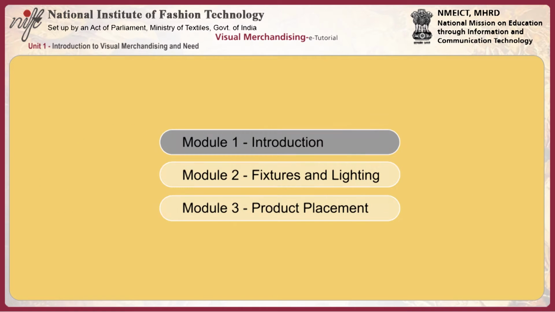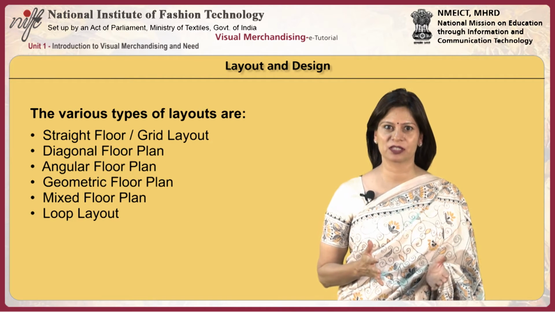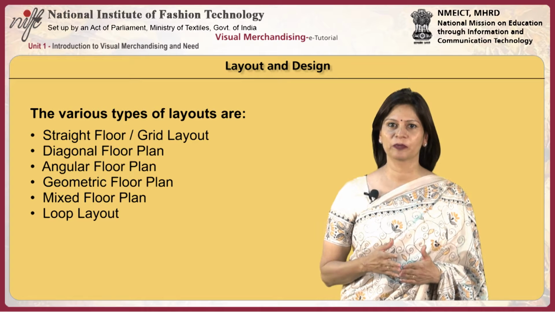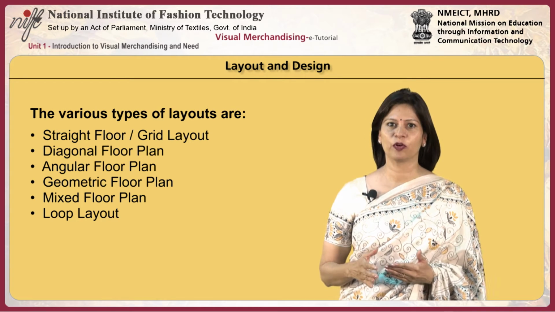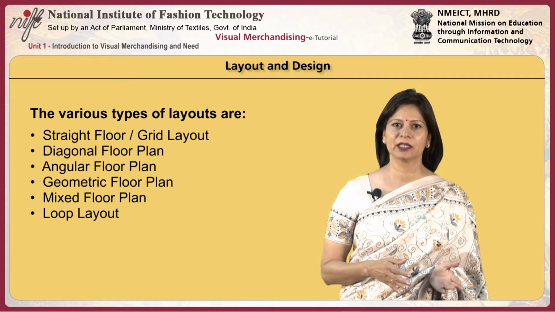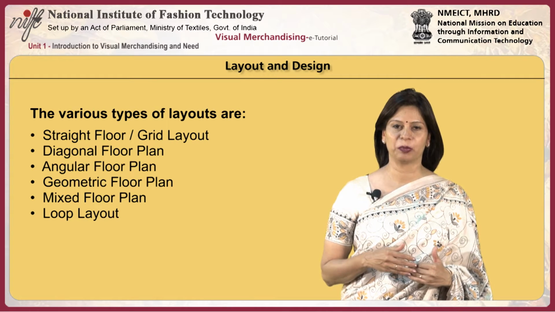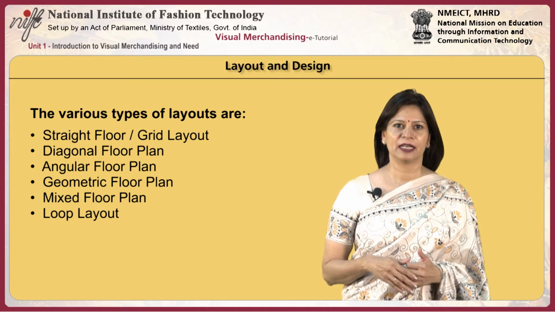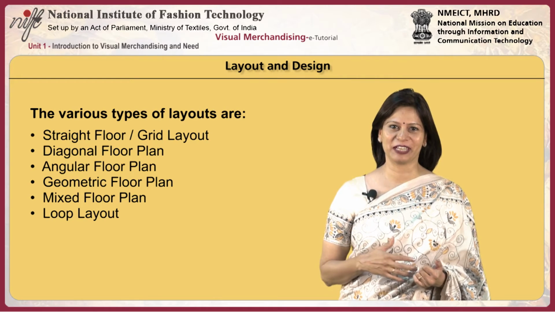The first module introduces you to visual merchandising. This module explains the need for visual merchandising. This module reviews the different terminologies of visual merchandising with regard to layout and design, fixtures and lighting, displays and product placement. There are various types of layouts. This includes straight floor or grid layout, diagonal floor plan, angular floor plan, geometric floor plan, mixed floor plan, and loop layout. Let us now learn about each of them.